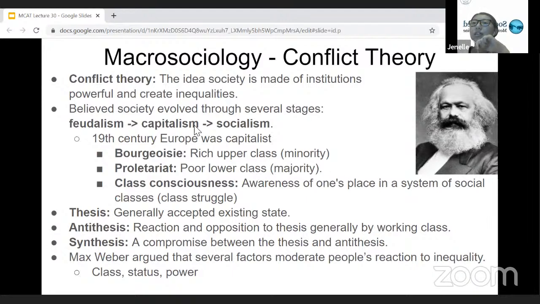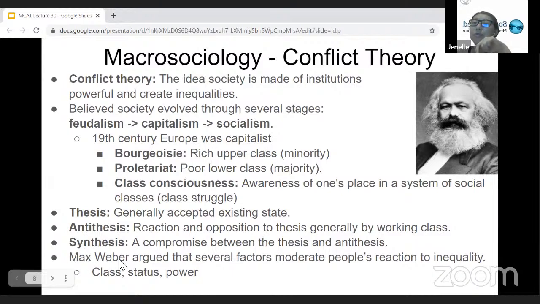And he believed that it was through class consciousness that people noticed these inequalities. So them being aware of their place in a system of social classes created that class struggle and that conflict between these classes. He also used the term thesis, which was considered the generally accepted existing state of society, and antithesis, which is the reaction and opposition to the thesis, which usually happens by the working class. And he also used the term synthesis, which was a compromise between both the thesis and the antithesis.